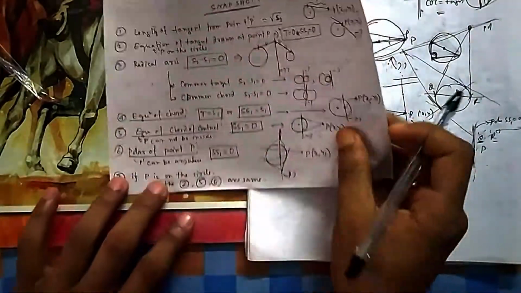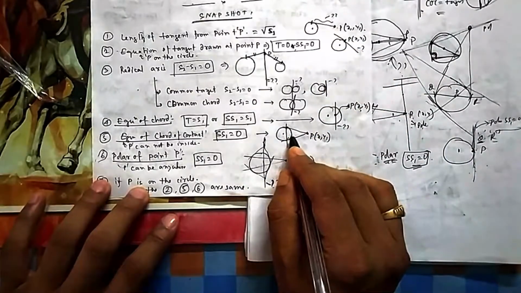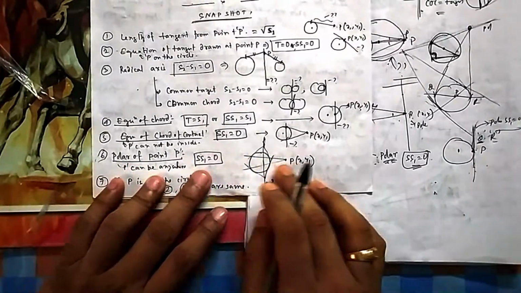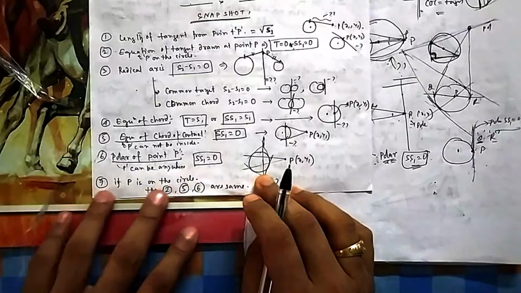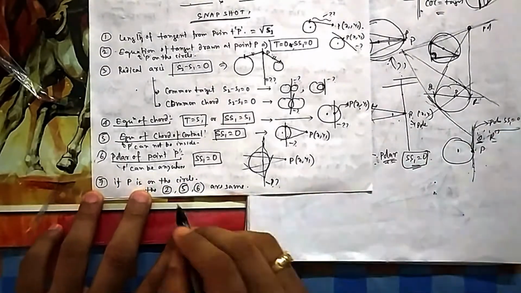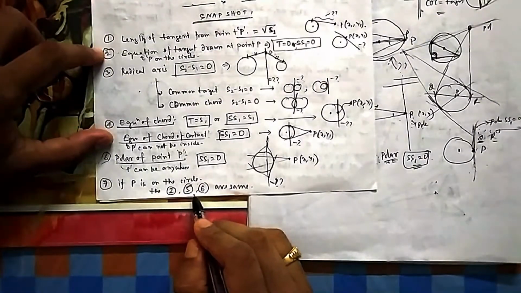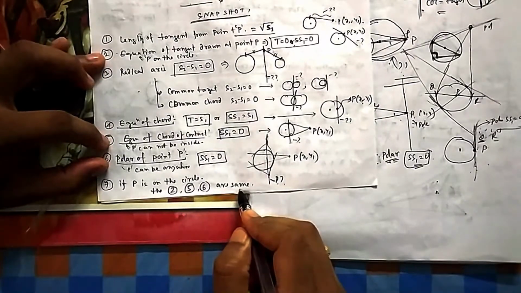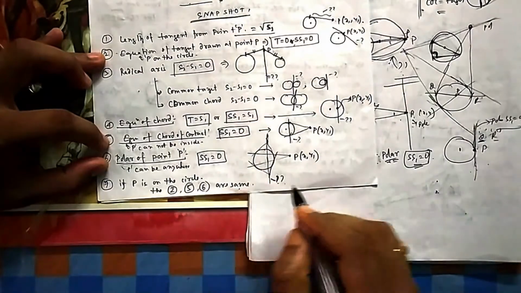Polar of the point P: here P was fixed for the tangent, here P can move from on the circle to outside. For the polar, P can be anywhere, outside or inside, whatever, and the polar of the corresponding P is SS1 equal to 0. Now if P is on the circle, I told you it becomes the tangent, the chord of contact, and the polar. So these all become the same, SS1 equal to 0. If it is on the circle, it is the tangent, it is the polar, it is the COC.